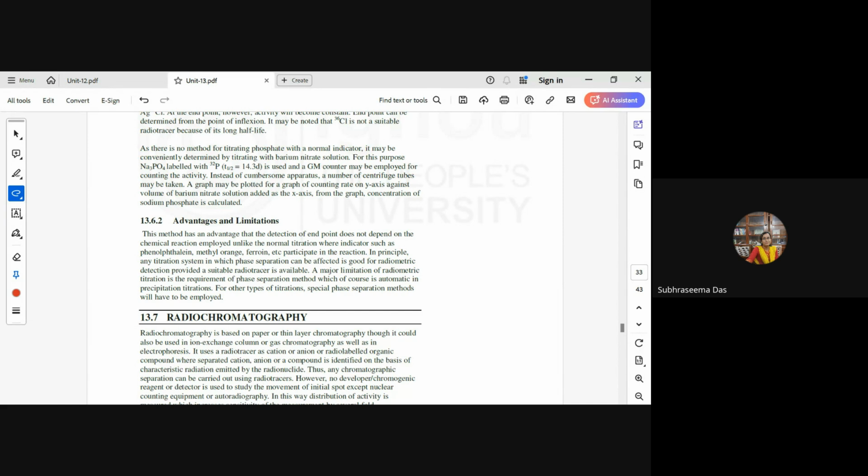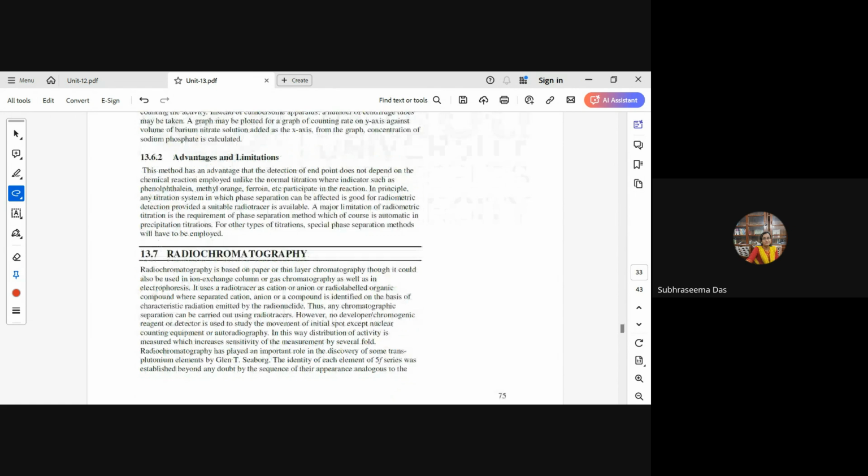This method has an advantage that the detection of endpoint does not depend on the chemical reaction. So, in principle, any titration where a phase separation is present is good for radiometric detection, provided we use a suitable radio tracer.